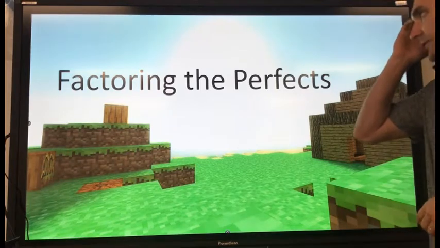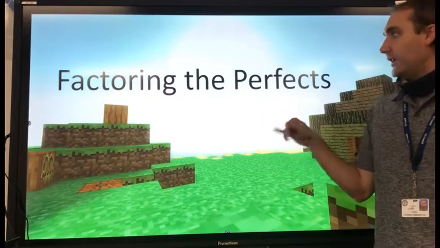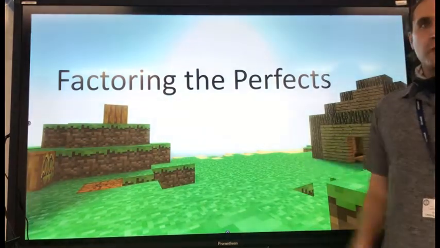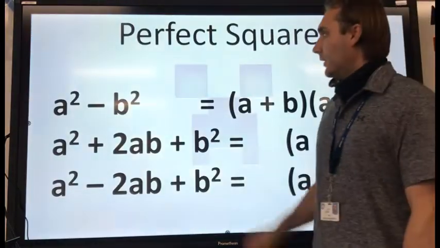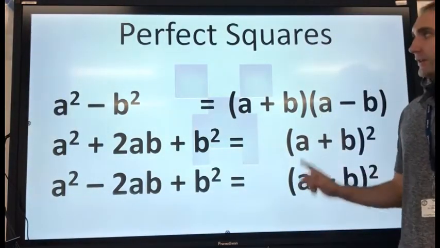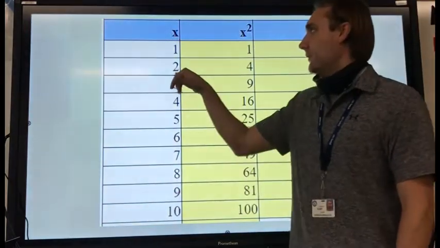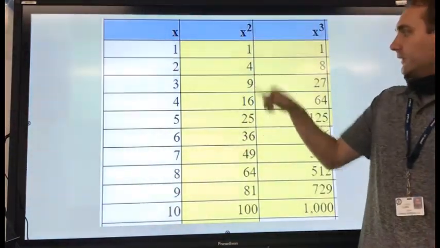For today, I'm going to show you some tips and tricks on how to factor some special cases, in this case perfect squares and perfect cubes. So here's our formula for a perfect square. First off, what in the world is a perfect square? Well, it's when you take one number and multiply it by itself. So 2 times 2 is 4, perfect square.